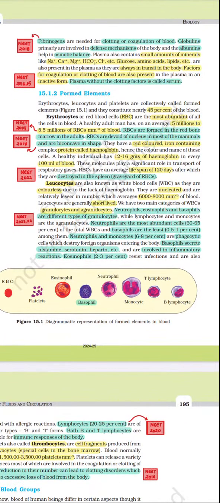Formed elements are 45 percent. Erythrocytes, क्या बोलते हैं, RBC, are the most abundant of all the cells in the body. A healthy adult man has an average of 5 million to 5.5 million RBC per cubic millimeter of blood.